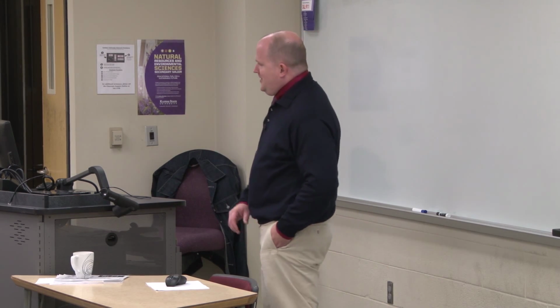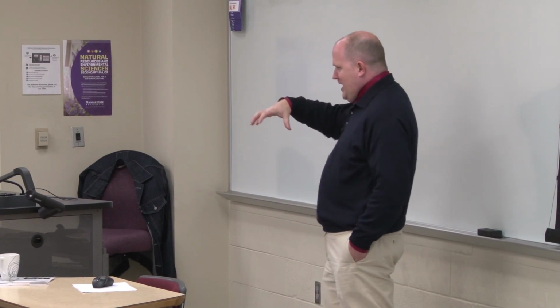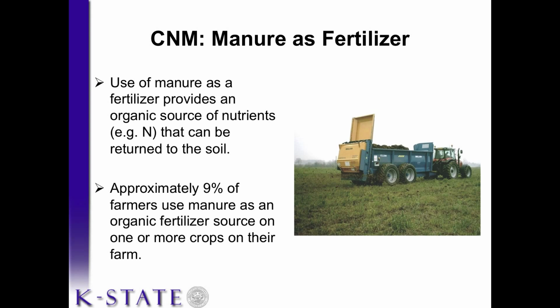In terms of another one, crop nutrient management. So crop nutrient management is a whole slew of practices. One that we've looked at is use of manure. I kind of put this one on the fence as a conservation practice, depending on how you manage it. I consider it a conservation practice in the sense that if you raise livestock, use of manure is a nice way to dispose of that and keep it in the system. You can apply it to pasture, to crops.